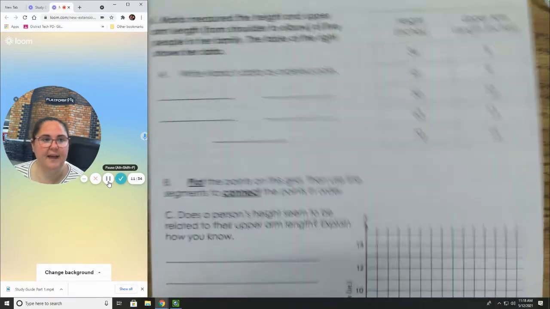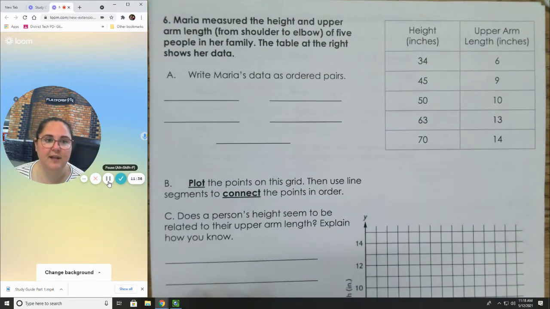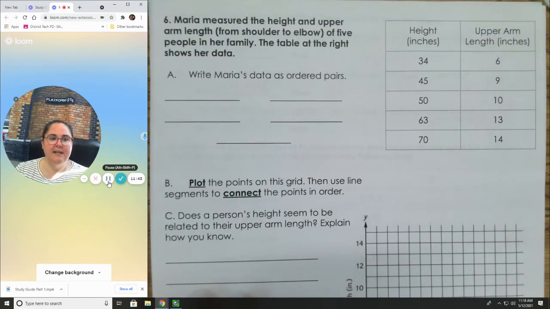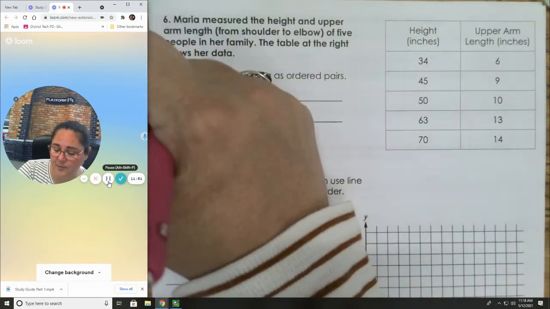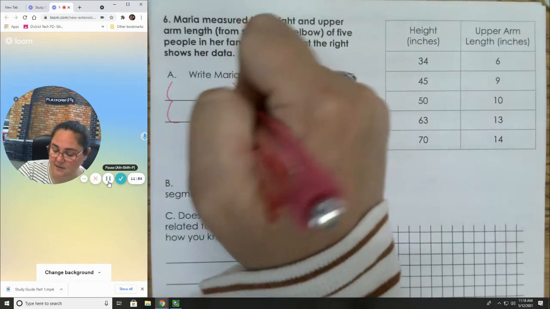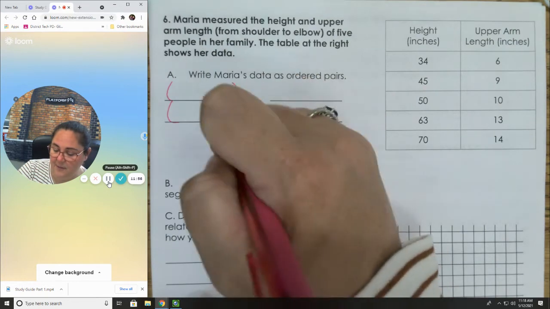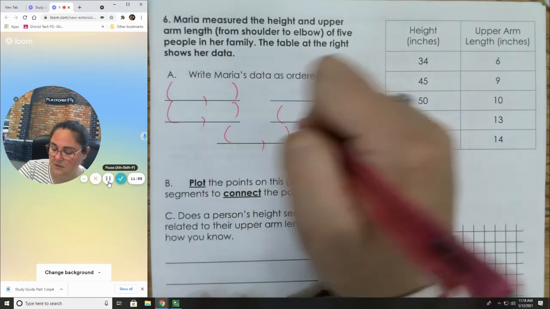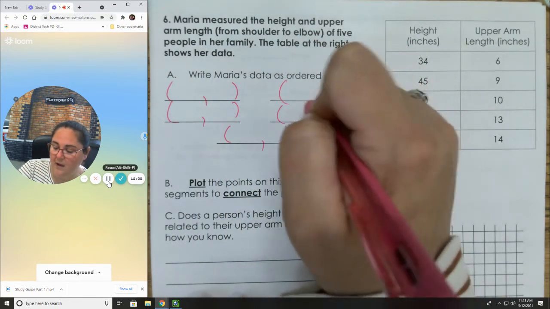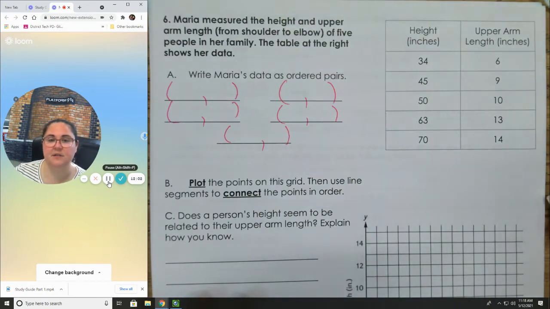Maria measured the height and upper arm length from shoulder to elbow of 5 people in her family. The table to the right shows her data. Write Maria's data as ordered pairs. Y'all have been doing ordered pairs since Christmas. I know that my ordered pairs have parentheses and they have commas. What are the 5 ordered pairs when looking at her data?